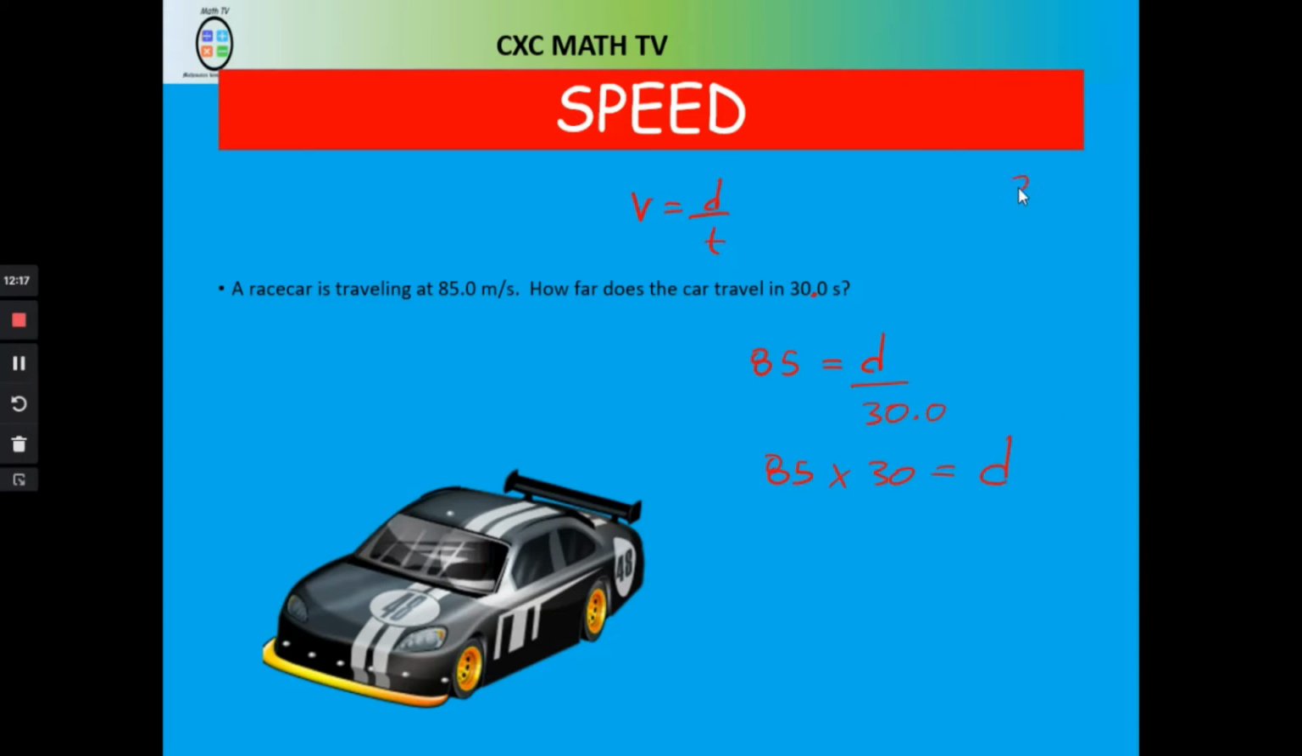Now you work that out. All I'm going to do is work out 85 times 3. 3 times 5 is 15. Bring up 1, 24, and 1, 25. So it would travel 2550 meters. That's the distance it would travel in 30 seconds. So this car is flying to cover that much distance in 30 seconds, right? The car is flying, but that's fine.